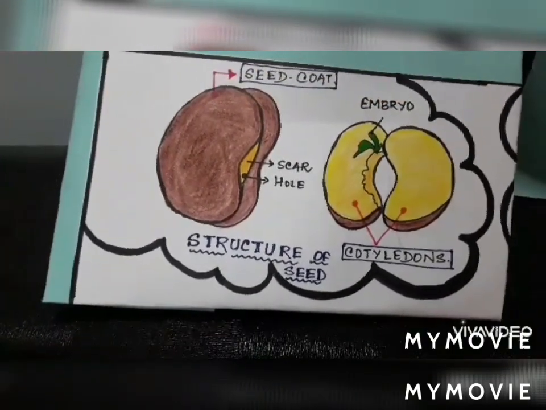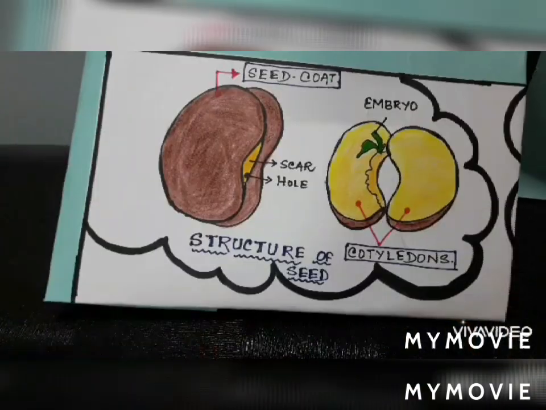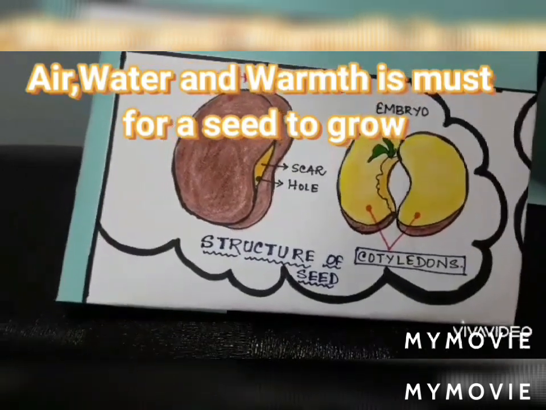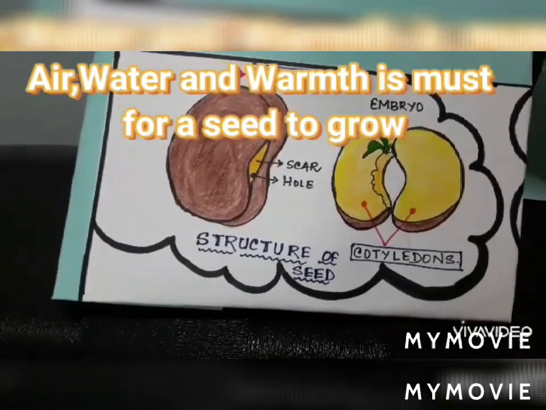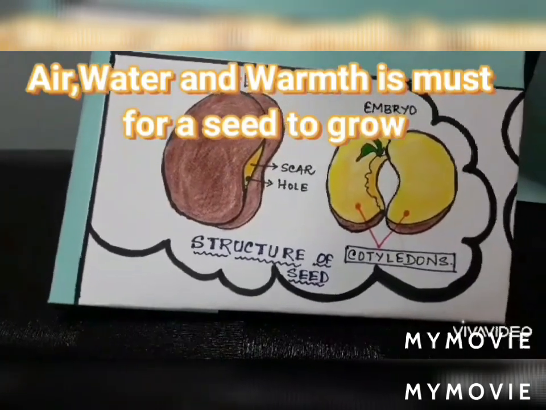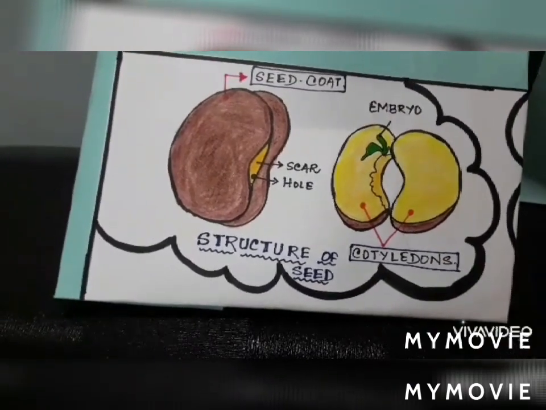Now, when the seeds get proper warmth, sunlight, enough water and air, then the seed will produce a new plant. But if any of these things is missing, if sunlight is missing or water is missing or air is missing, then the seed will not be able to grow. It will not be able to produce a new plant.